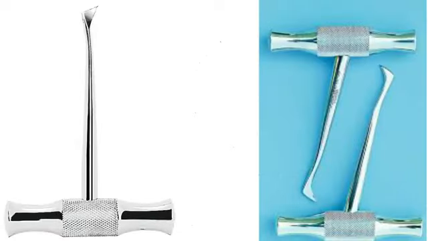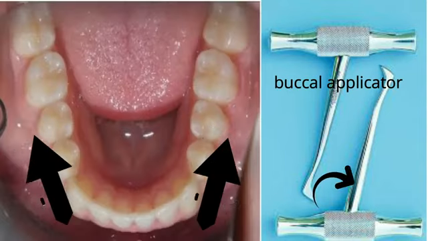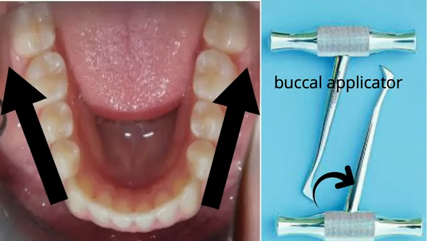There are two common types of these crossbars: the socket applicator crossbar and the buccal applicator crossbar. The difference between them is in the angle between the handle and the shank. In the socket applicator it's purely 90 degrees perpendicular, while in the buccal applicator it's obtuse in order to adapt to the buccal divergence of the lower jaw.